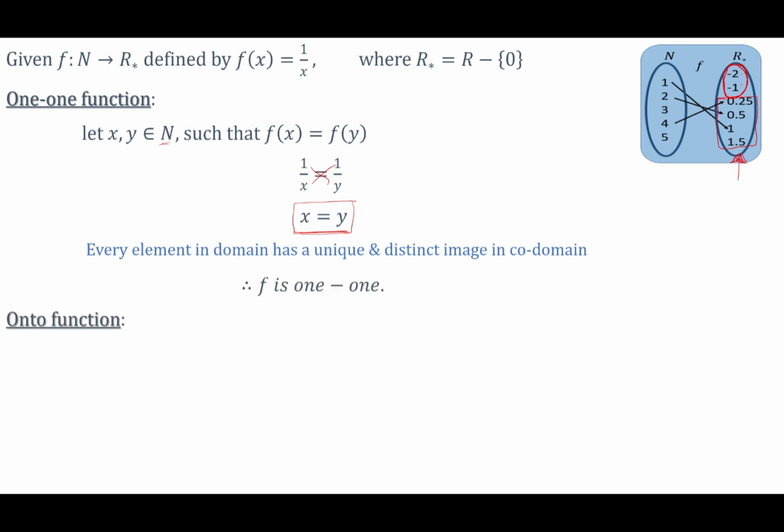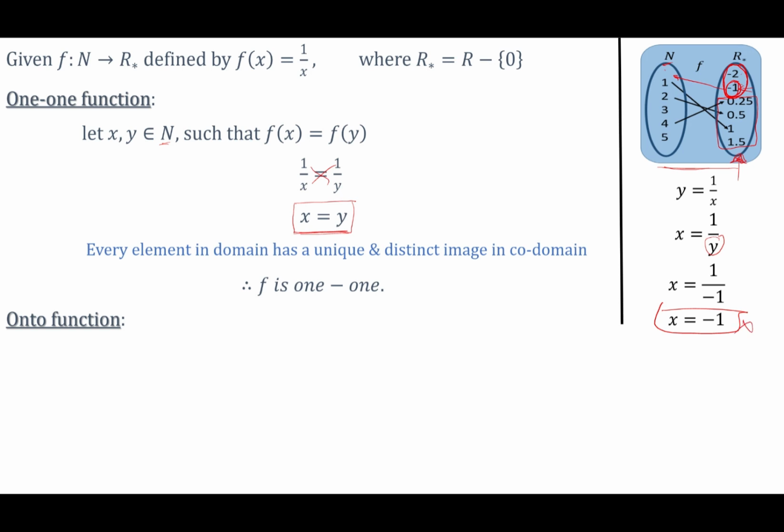Now I have to check whether the given function is onto or not. Based on the figure, it is not an onto function, since y equals 1 over x and x equals 1 over y. If I plug in negative values here, for example negative 1, then x must be negative 1. So the pre-image of this codomain element must be negative 1. But negative 1 is not in my domain. So it is not an onto function.